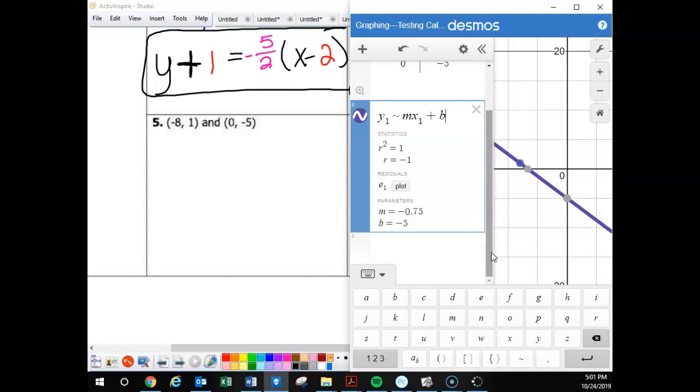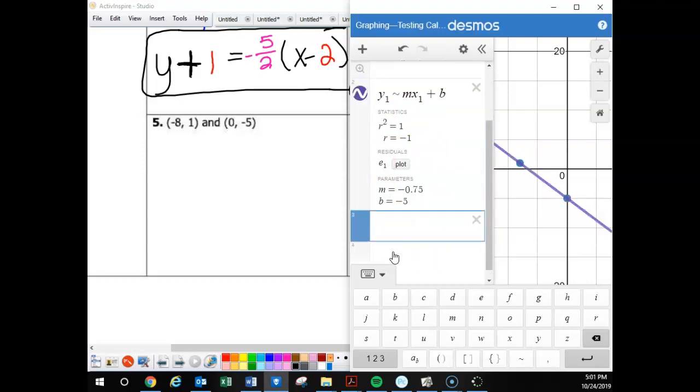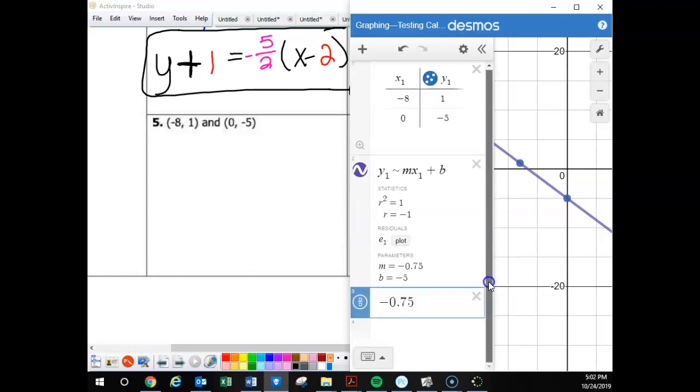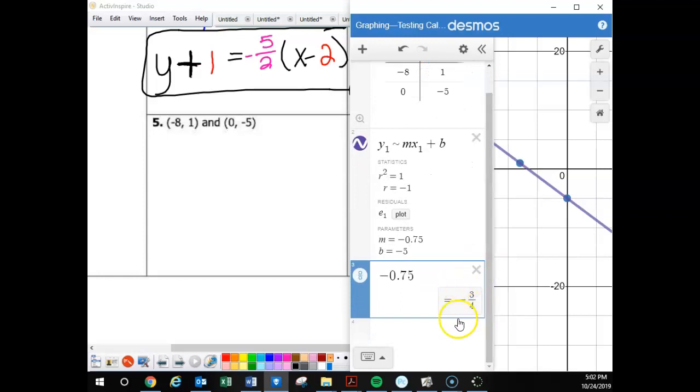Right? So that means my slope is -0.75, but on your answers, it's not going to be a decimal, it's going to be a fraction. Desmos actually lets me turn that into a fraction. So what I do is, -0.75, you see this right here, you click on it. Okay, there it goes. And so the fraction is -3/4.